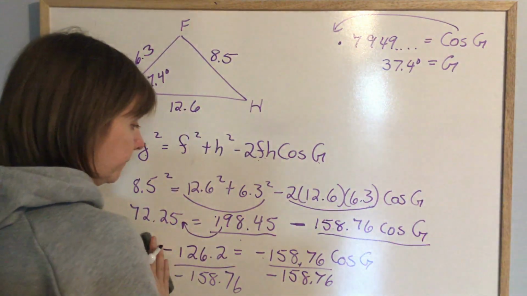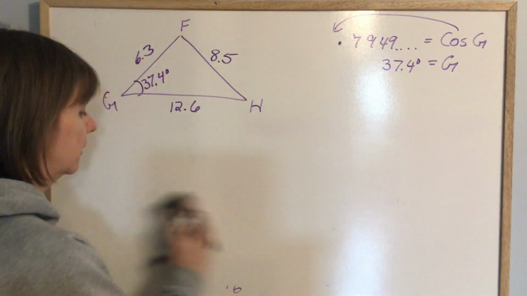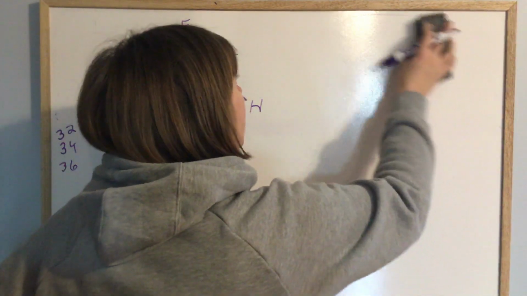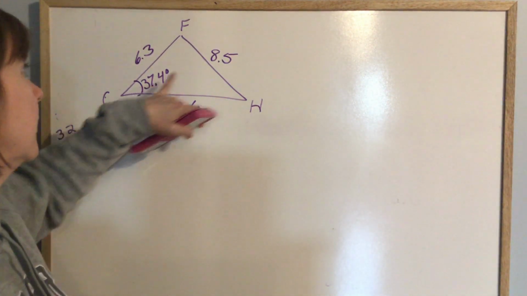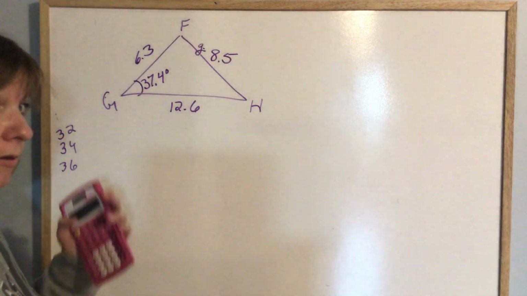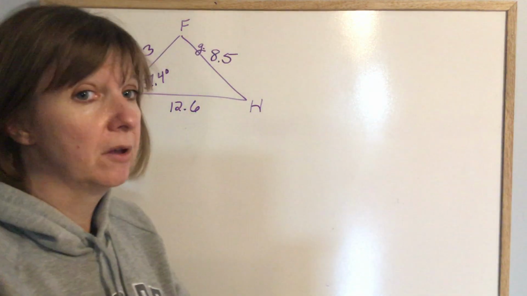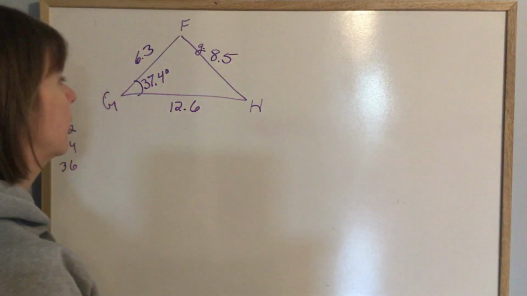All right, I need to make space, so I'm going to erase this now. So I've figured out G. Now I know everything about G. I know angle G and I know side G. Guess what? Now I can use law of sines. If you want to use law of cosines again, you can. I just don't like law of cosines.